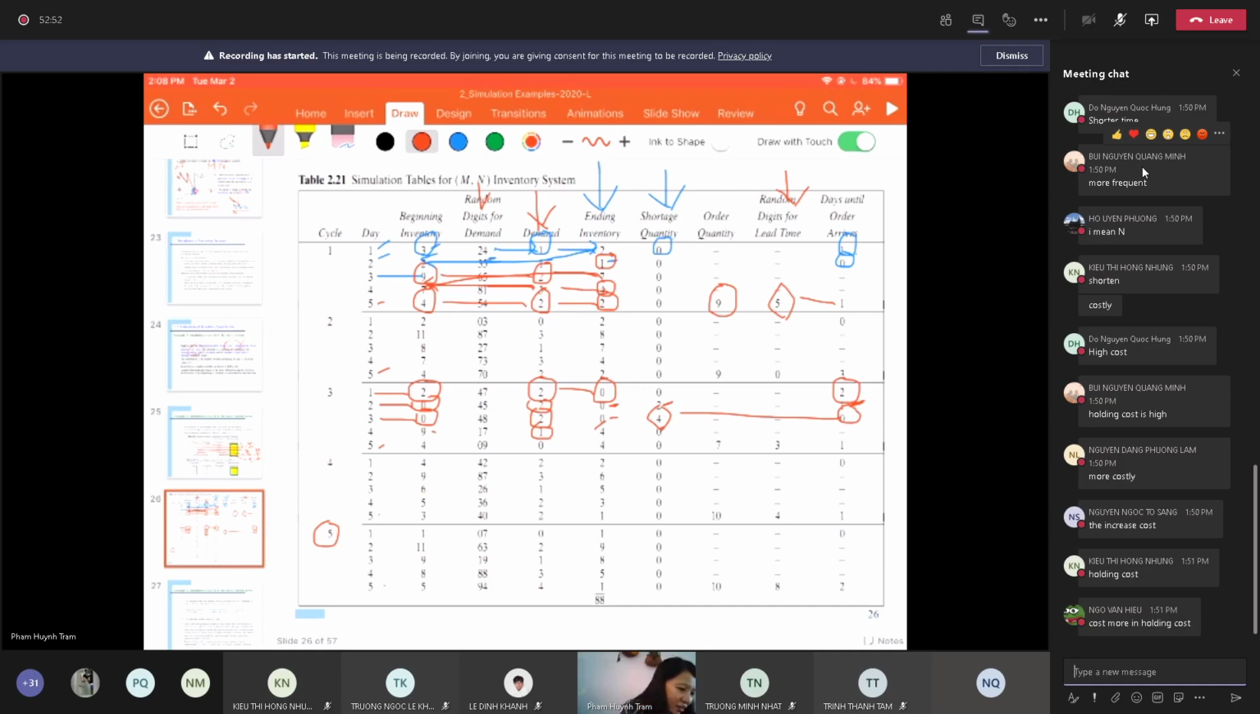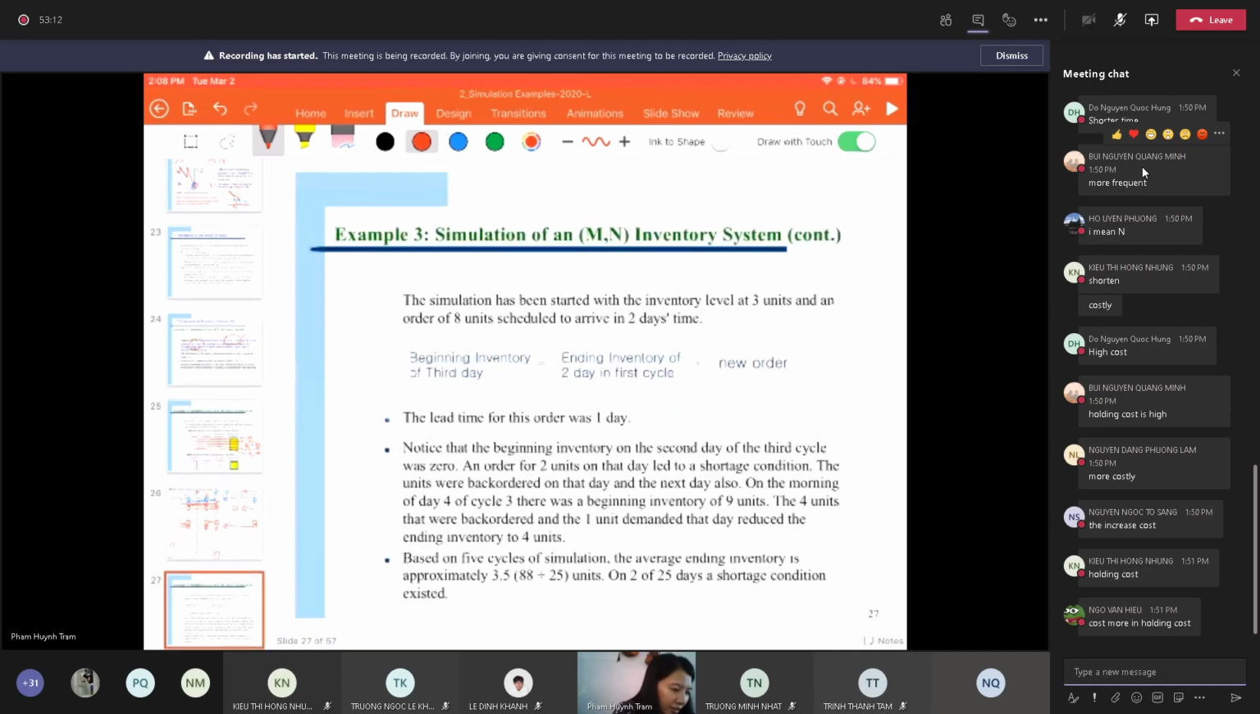So at the end, you can compute the ending inventory. After 5 cycles, you can calculate the average of this, and we observe 2 stockouts here. They happen on day 2 and day 3 in cycle 3. Alright, so this is the quick calculation. The average ending inventory from that table is about 3.5 units. And in the 25 days that we simulated, we observe a shortage condition.